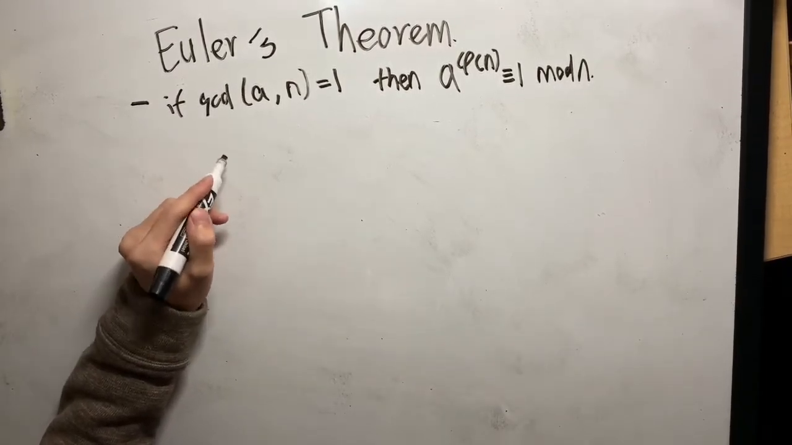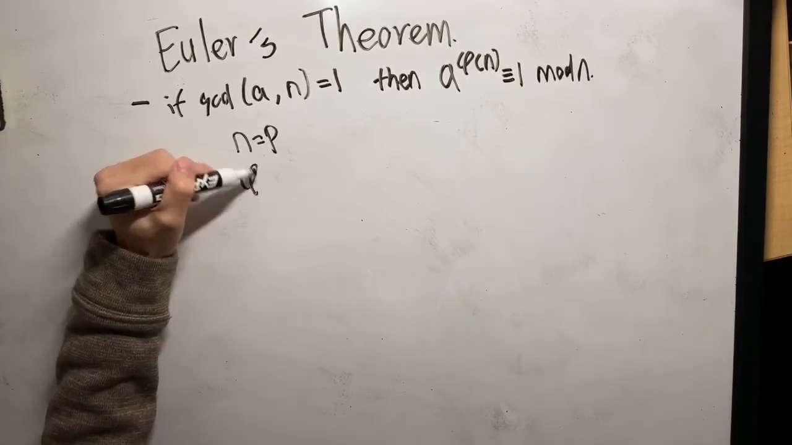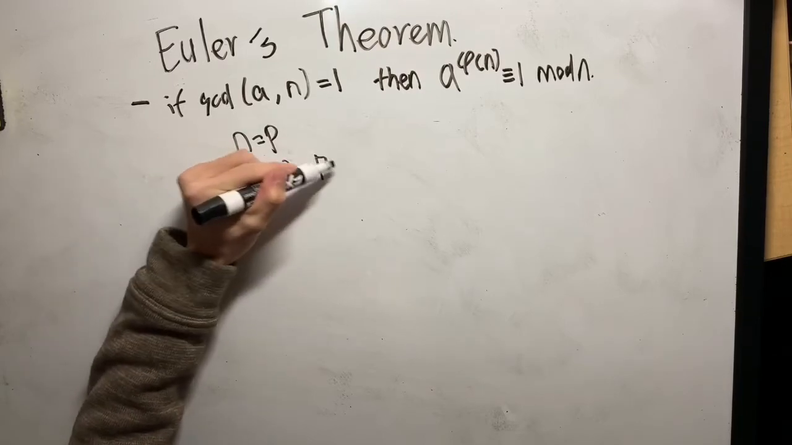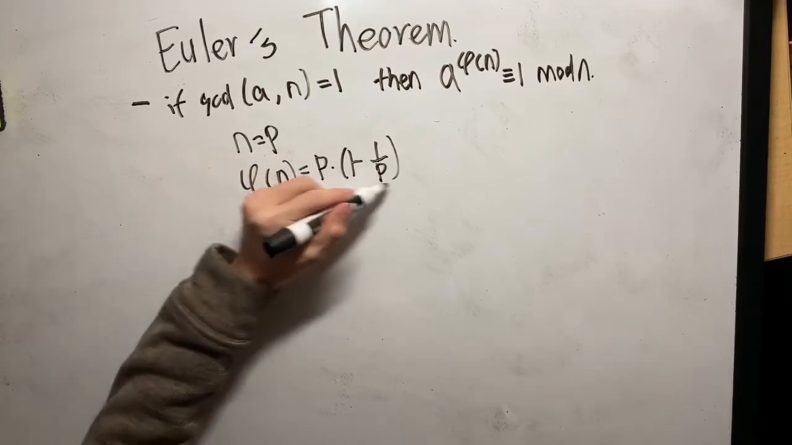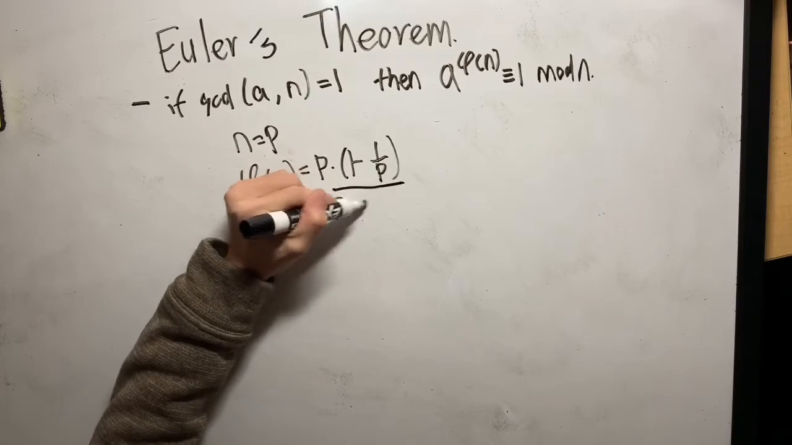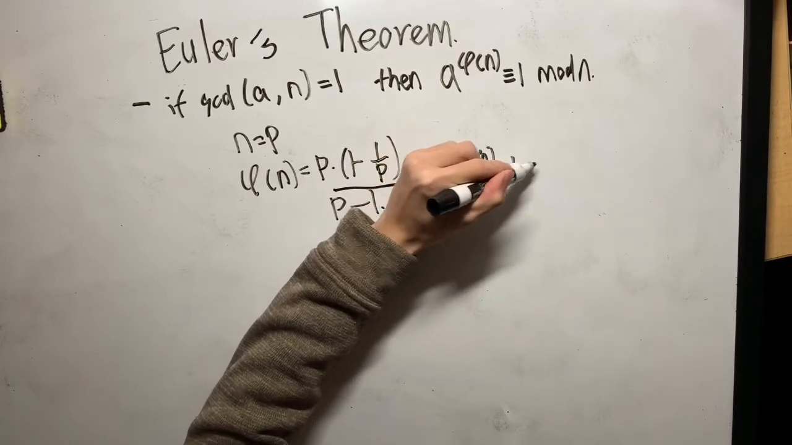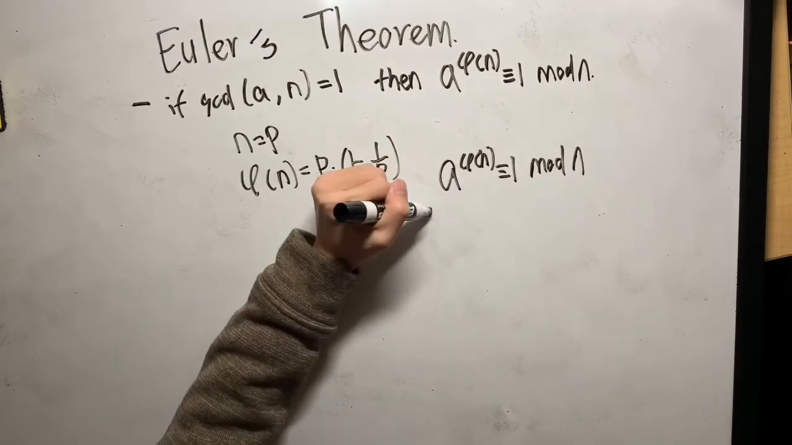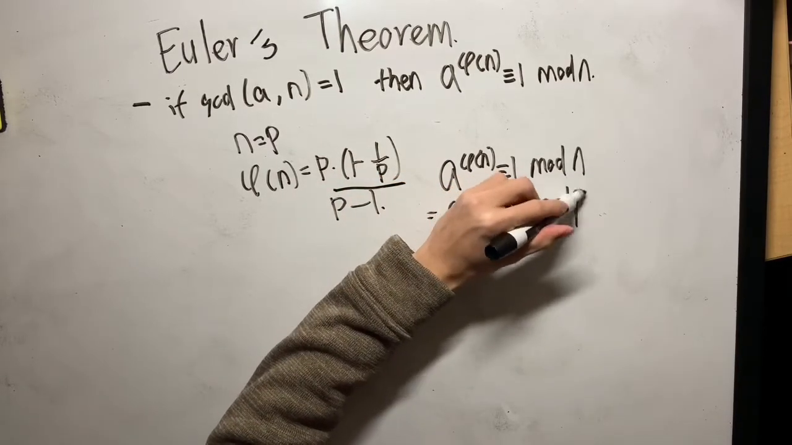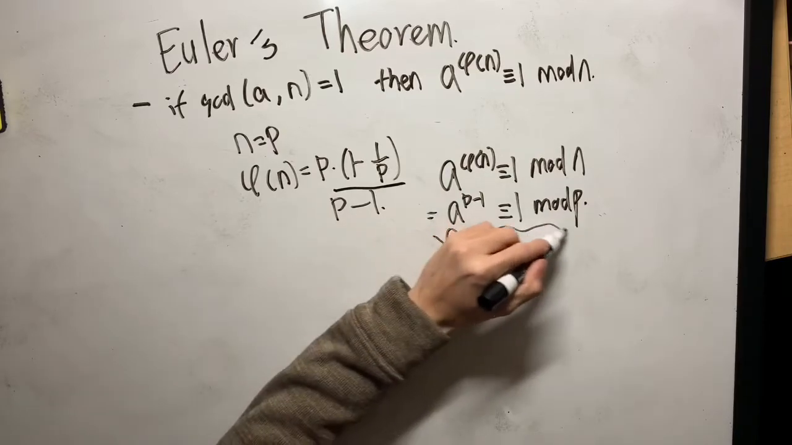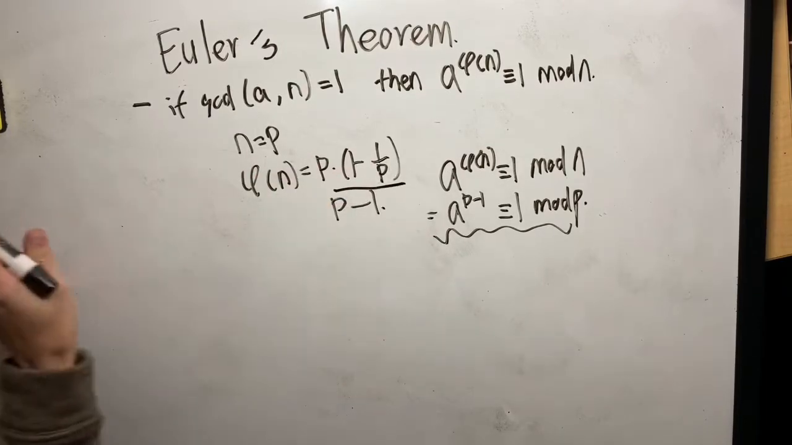Another interesting note is that if n is a prime number p, then phi of p equals p times (1 minus 1 over p), which can be simplified as p minus 1. So a to the phi of n congruent to 1 mod n becomes a to the p minus 1 congruent to 1 mod p. And this is just Fermat's Little theorem. So there are interconnections between Euler's theorem and Fermat's Little theorem.